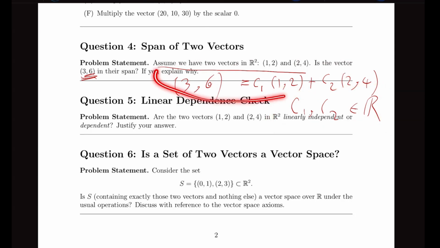So how do you do that? You basically get two equations: C1 plus 2 times C2 is equal to 3, and C1 times 2 plus C2 times 4 is equal to 6. Two equations, two unknowns, you have to solve it. The answer is yes, probably.